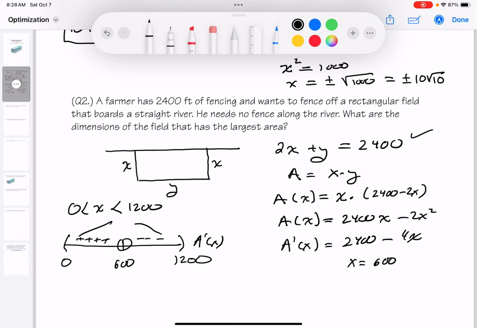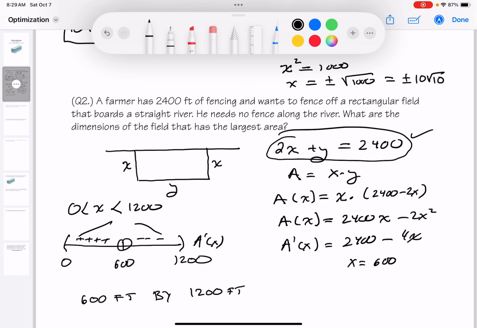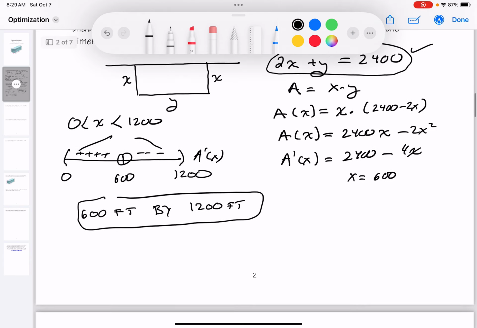What's their question? What are the dimensions of the field? Well, let's write this down. The x is 600. So it's 600 feet by, got to be careful over here, I got to figure out what the y is. Well, if x is 600, 2 times 600 is 1200. You take 1200 from both sides and you get 1200. So it's 600 feet by 1200 feet. That's the dimensions. Let's go to the next question.